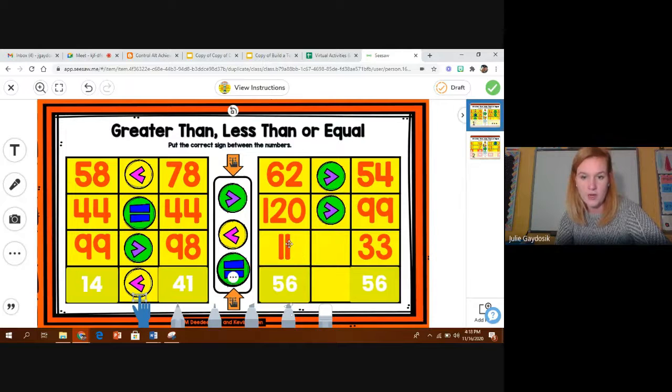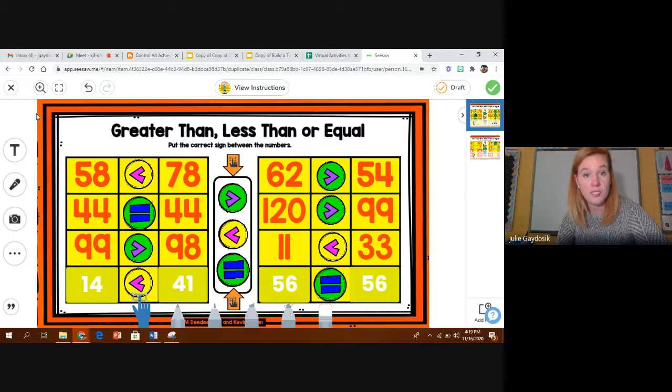All right, what about this one? 11 and 33. Looking at those tens, 11 has 1 ten and 33 has 3 tens. So is 1 ten less than 3 tens, or is 1 ten more than 3 tens? That's right. 11 is less than 33. See, I don't even have to look sometimes at the ones spots because I'm just looking at the tens first. All right, and the last one, 56 and 56. That's right. That's equal to. So 56 is equal to 56.